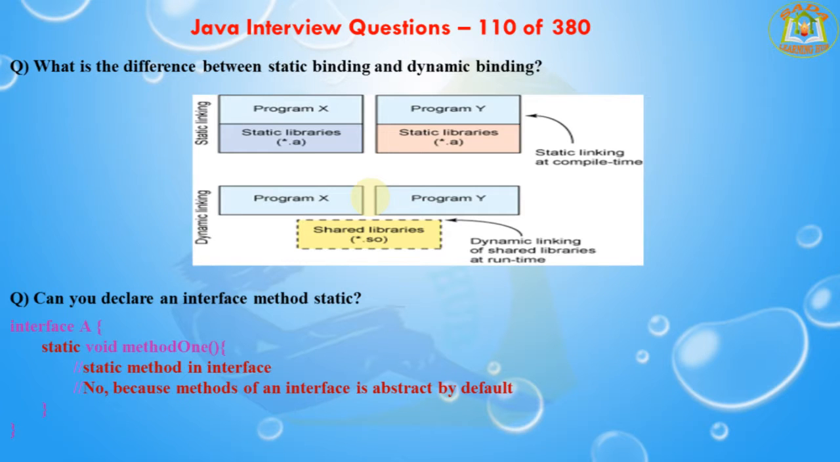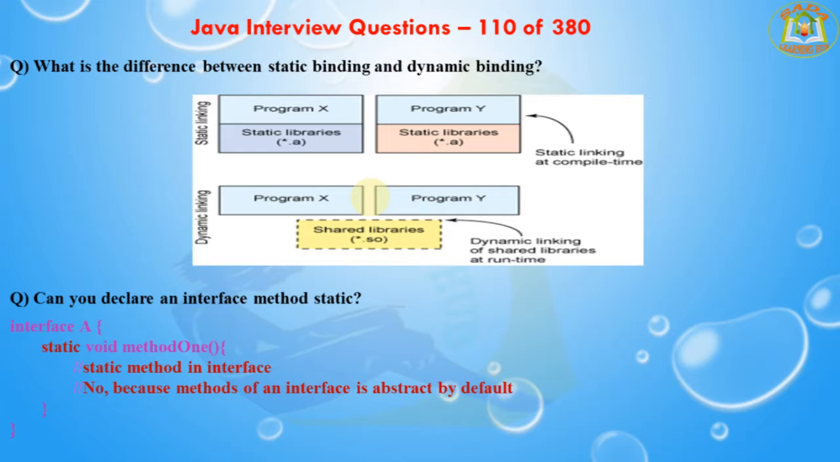The next question is, what is the difference between static binding and dynamic binding? In the case of static binding, the type of object is determined at compile time, whereas in dynamic binding, the type of object is determined at runtime. That is the difference between static binding and dynamic binding.